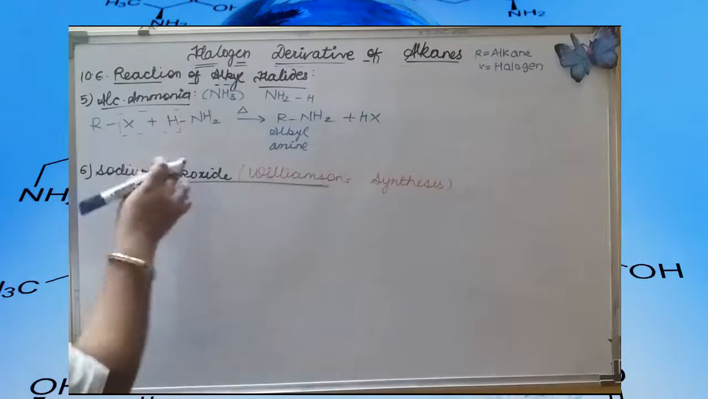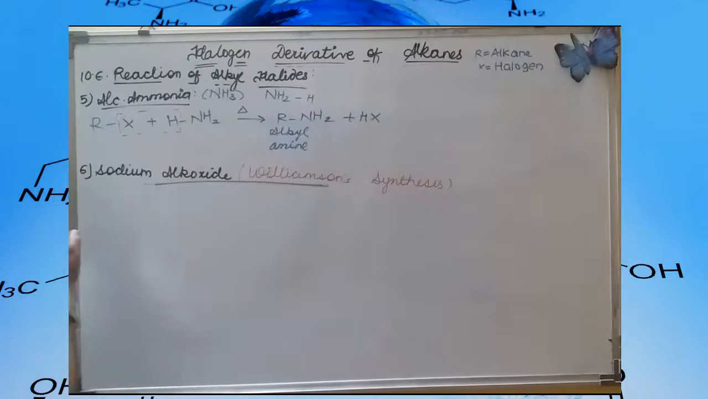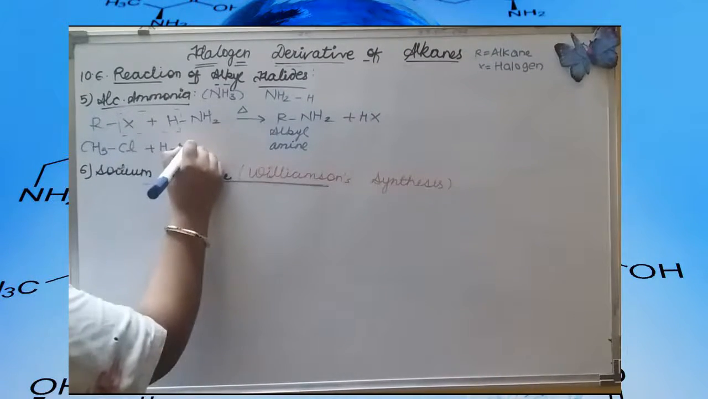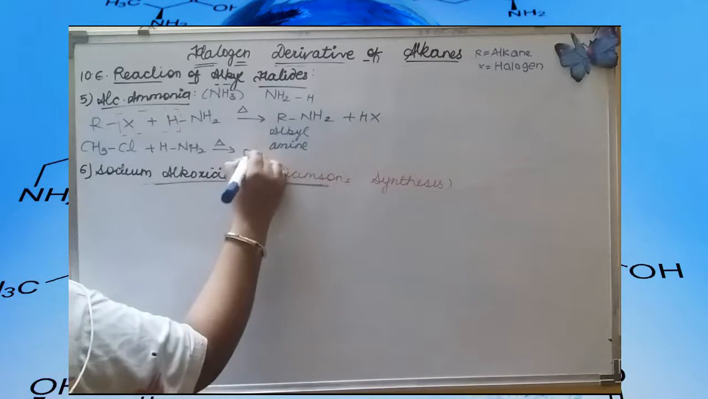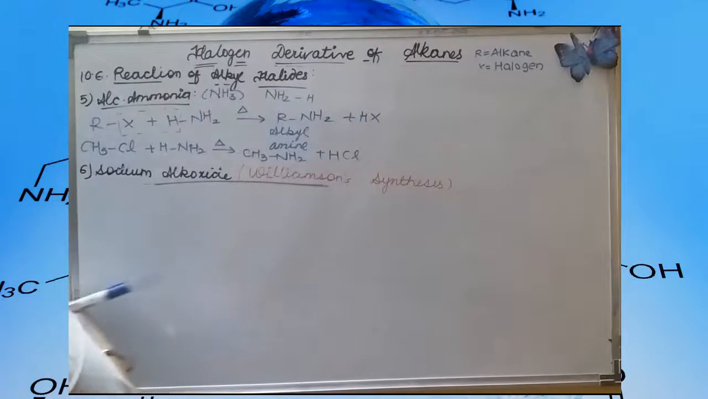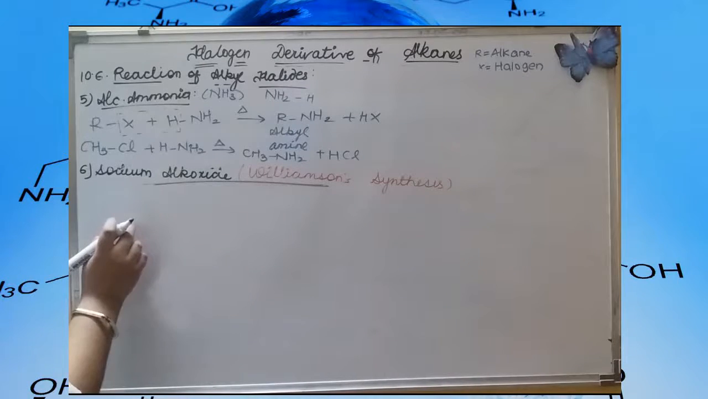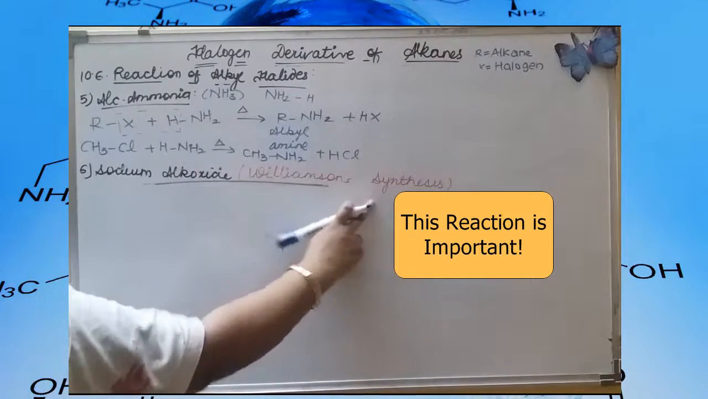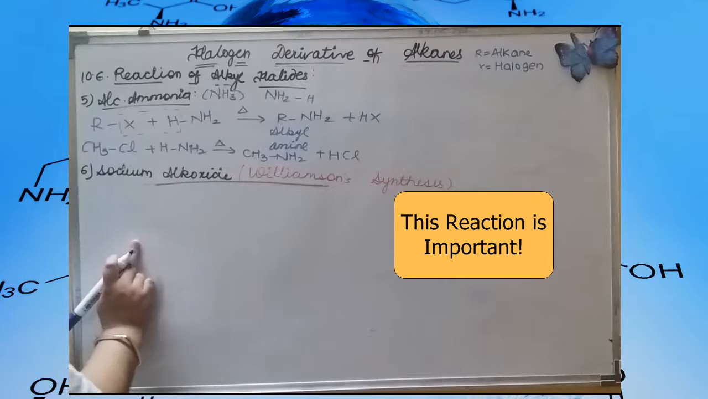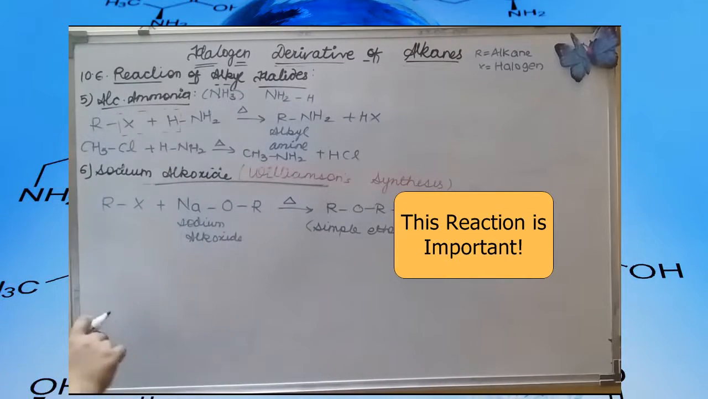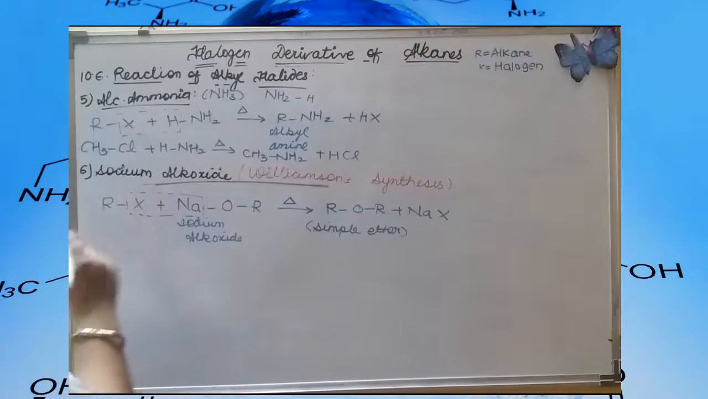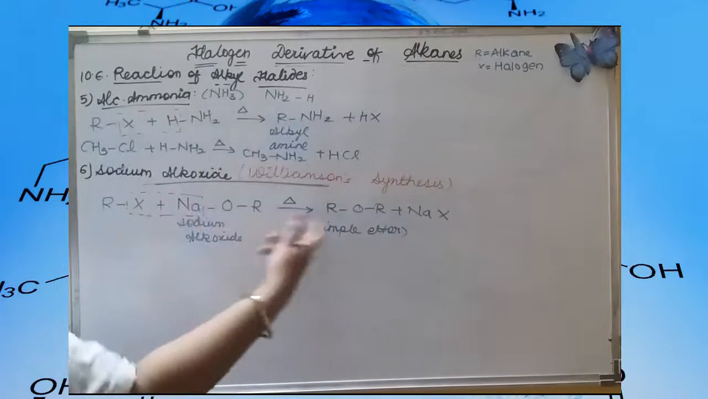Now this one, you can take various examples. If I replace R with CH3, I will get CH3NH2 or methylamine plus HCl, hydrochloric acid. Now this one, reaction with sodium alkoxide or Williamson synthesis. This is an important synthesis. It gets asked in exams, or it is simple. The formula, we boil it and we will get ether. How? See, NaX or sodium halide will be formed together, and the remaining is ether.